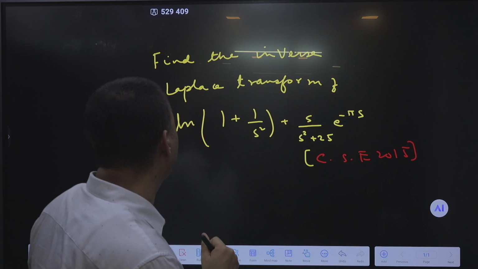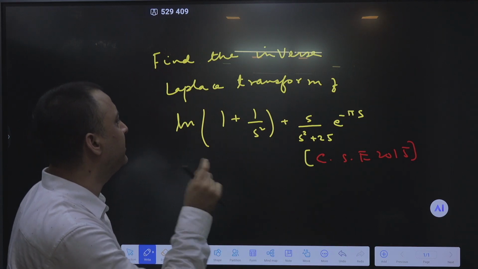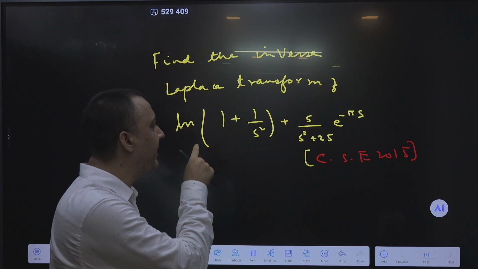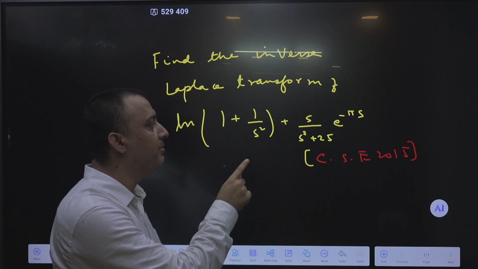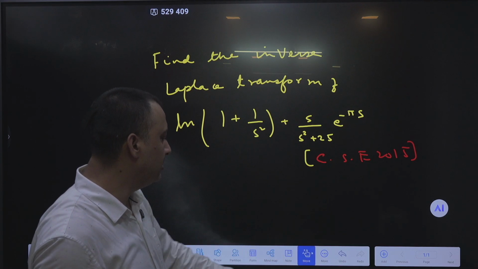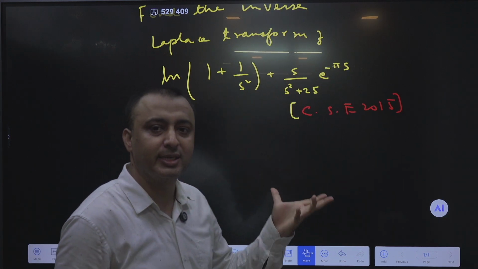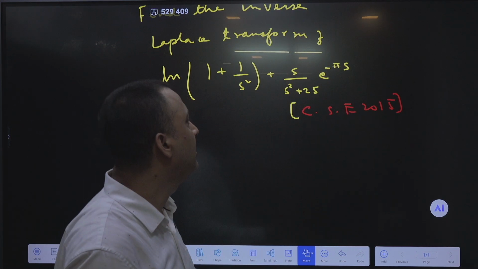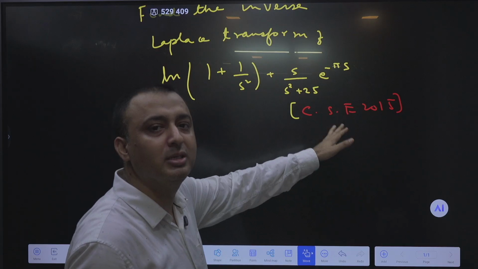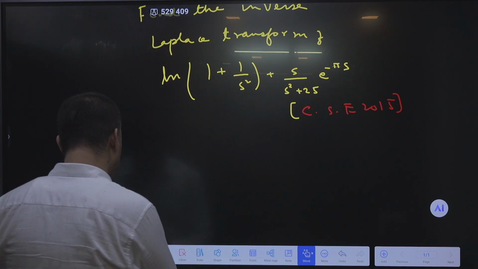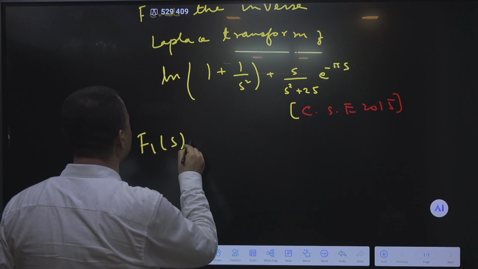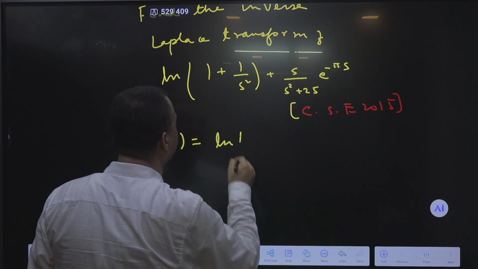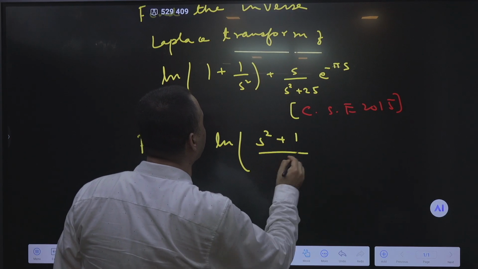So this is the question: find the inverse Laplace transform of ln(1 + 1/s²) plus s/(s² + 25) e^(−πs). Again, in the last class we discussed the time differentiation property, and this is also incorporating the time shifting property. So I break it into two parts. First of all, I take this as F1(s) = ln((s² + 1)/s²).